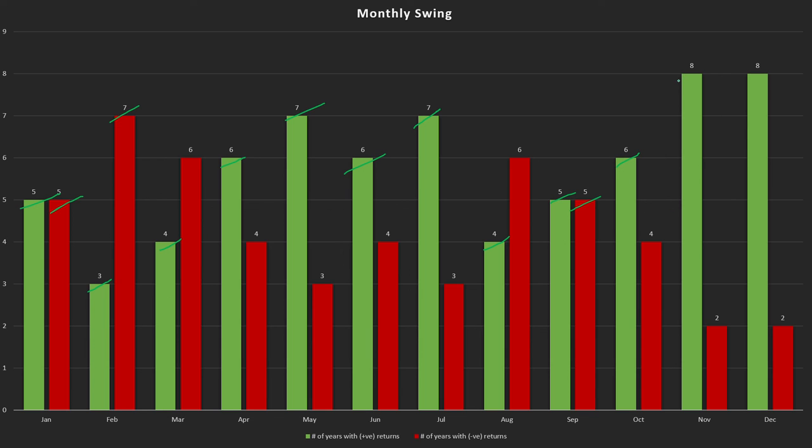But see, November and December, the last 2 months of the year, over the last 10 years, both of these months have given positive returns 8 times out of last 10 years. So these 2 months seem to be good months for this sector. So let's see the takeaway from this. The takeaway is that July, November, and December are the best months of this sector, where this sector shines.